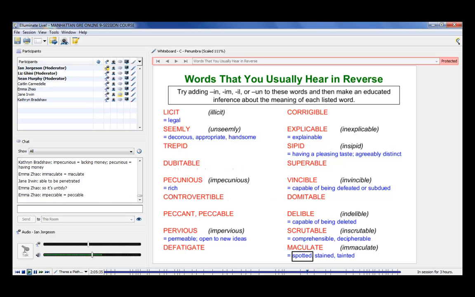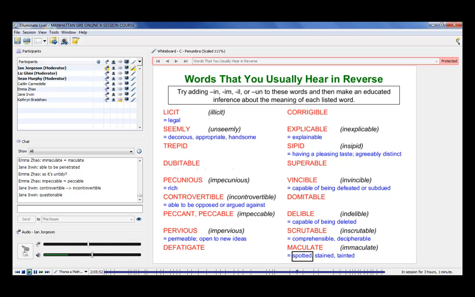Good job. We've got most of them done. Impeccable from peccable. What does impeccable mean? Yeah. Emma, give us what it means. Jane's giving us controvertible to incontrovertible. Absolutely, which means it's questionable. You can oppose it, you can argue it, you can question it. Very good job.